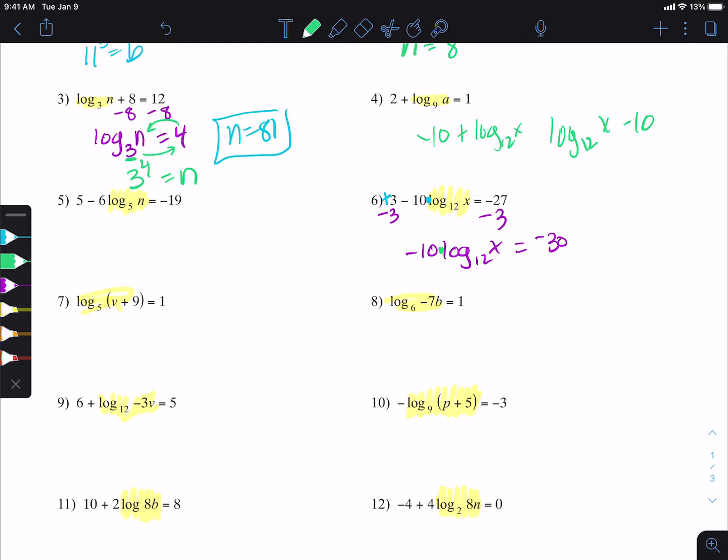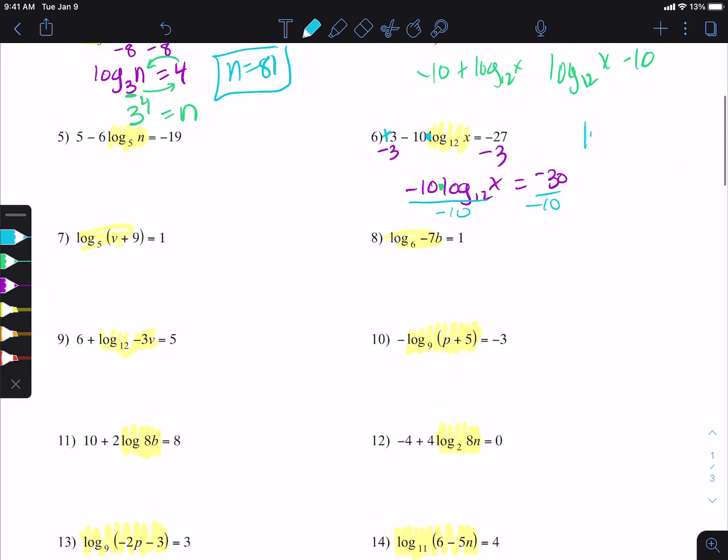We're multiplying. So we undo the multiplying with dividing. So I'm going to divide by negative 10. So then we have log base 12 of x equals 3.